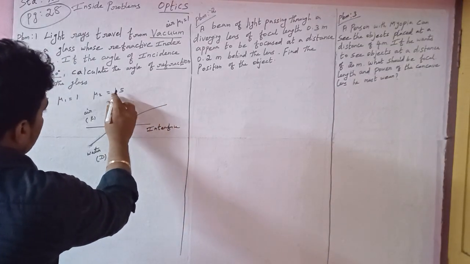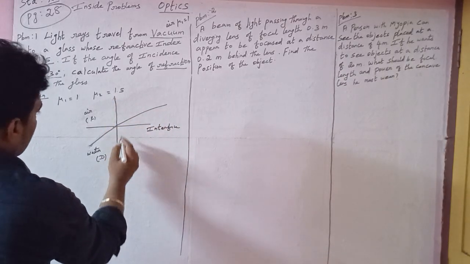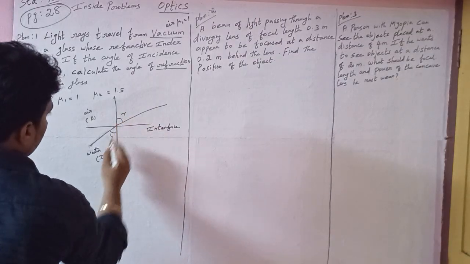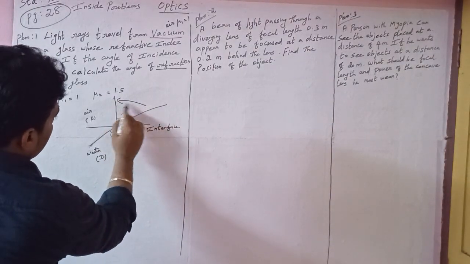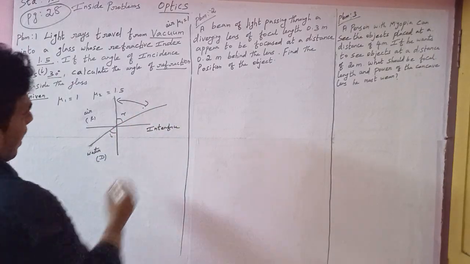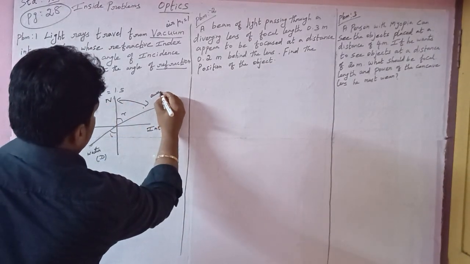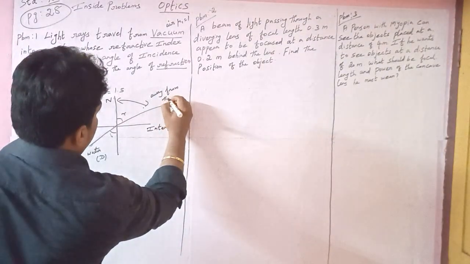So we have to draw the normal. Why do we draw the normal? Because the angles are separated. This is the angle of incidence i, this is the angle of refraction r, because it is a deviation away from the normal. This is a deviation away from the normal.